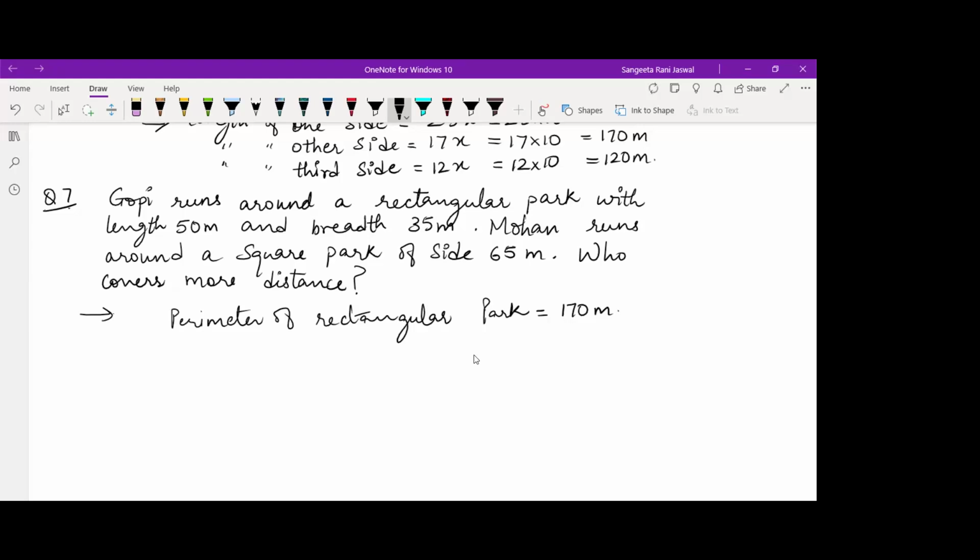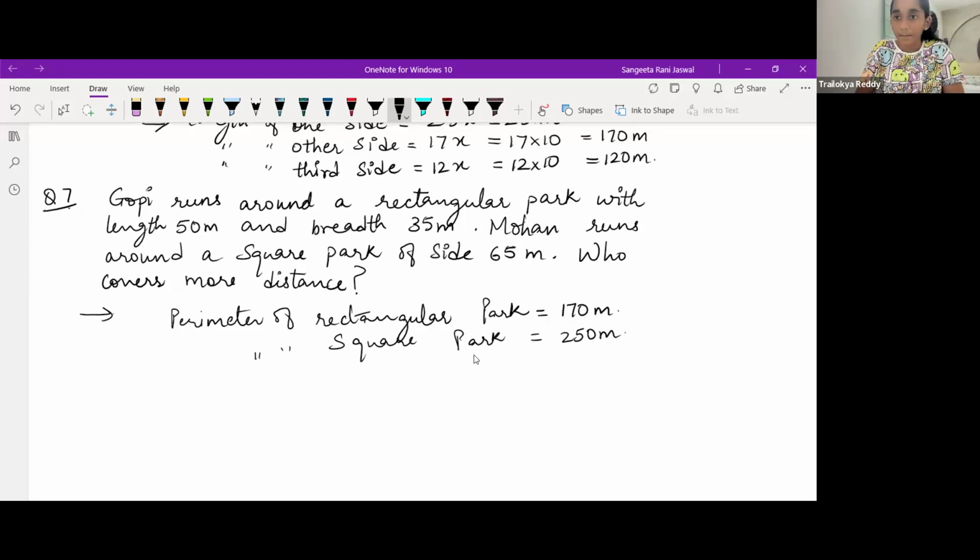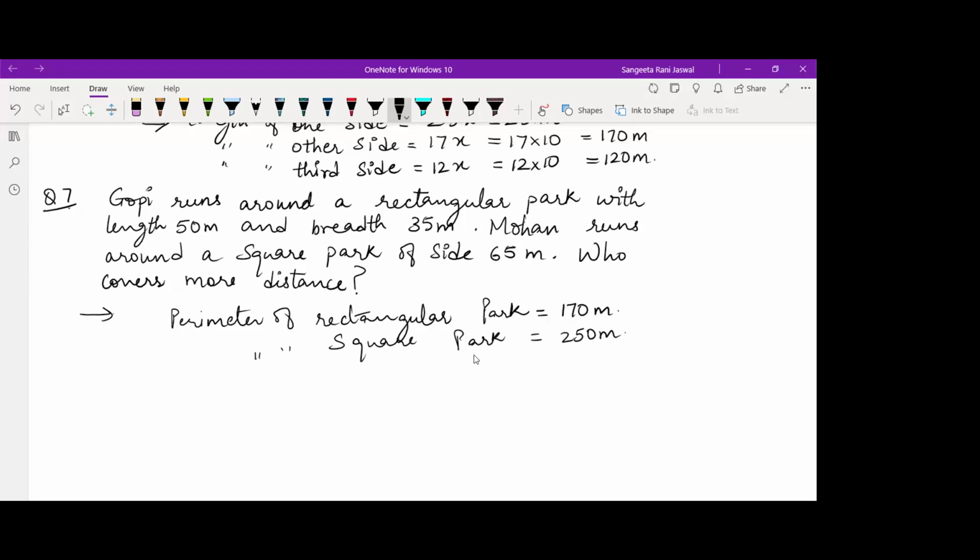Okay, now Neha will tell me, what is the perimeter of a square park? Ma'am, I got 250 meters. 250 meters. Okay. Have all got the same answer for a square park? Yes, ma'am. Trilokya, you also got the same answer? Yes, ma'am. Okay. Now, Adya, tell me who covered more distance?